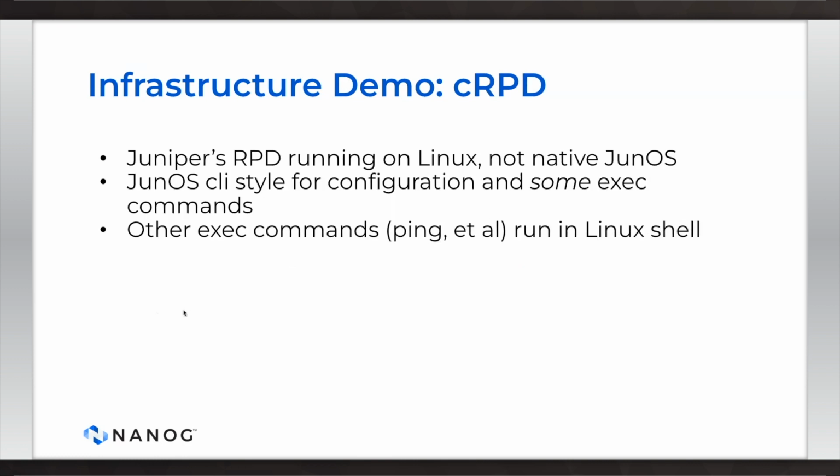cRPD, if you're familiar with Junos, is effectively the Junos config language. Most exec commands run the way you expect them to, except for the ones that don't actually interact with the routing daemon. A number of commands require dropping into the bash shell: network commands, ping, ARP, traceroute. If you run those from the RPD shell, you'll get command not found. But if you do start shell, you'll get to a bash shell, and then you can run from there.